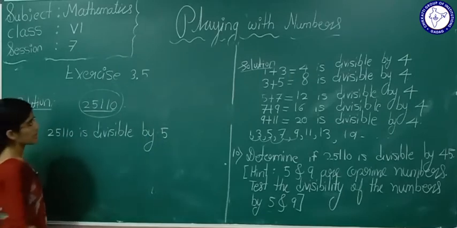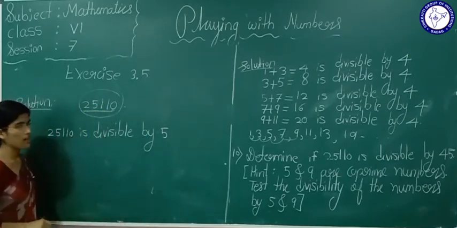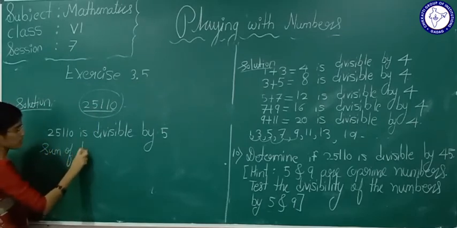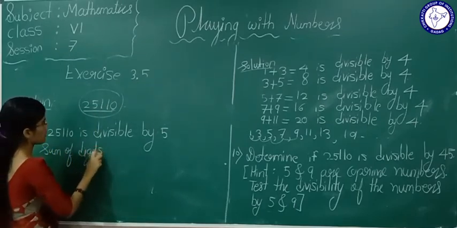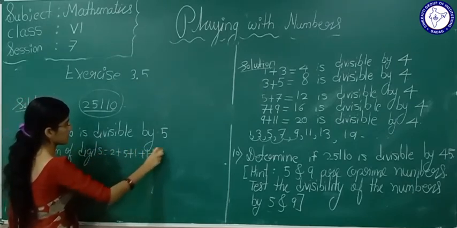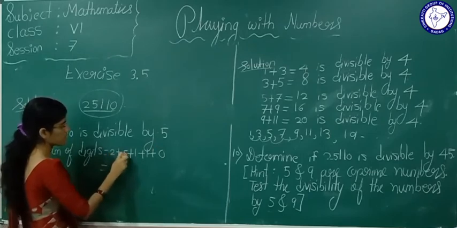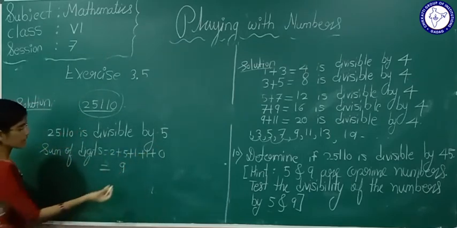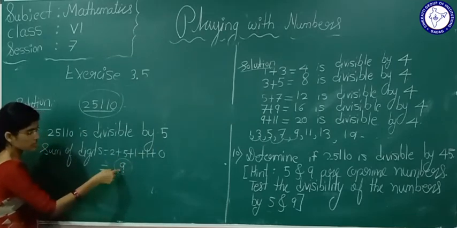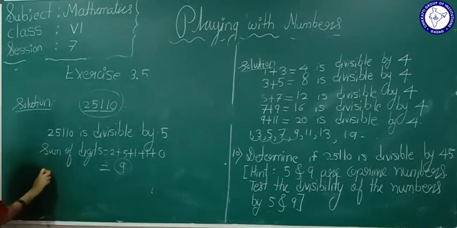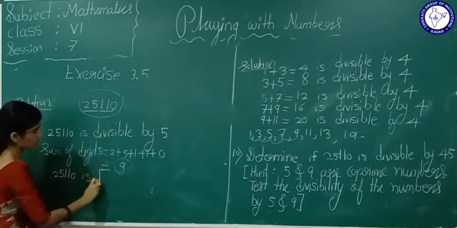Say, what about 9? Is this number divisible by 9? How to check that? Do the sum of digits. Sum of digits is equal to what? 2 plus 5 plus 1 plus 1 plus 0. 2 plus 5 is 7, 7 plus 1 is 8, 8 plus 1 is 9. This is 9. If this answer is divisible by 9, it means the whole number is divisible by 9. Therefore, what can we tell here? Therefore, 25110 is divisible by 9 also.